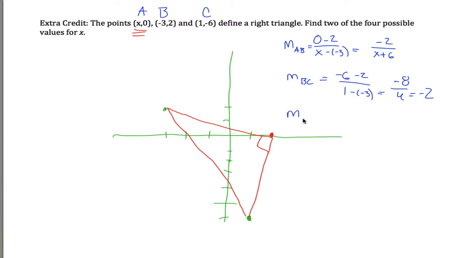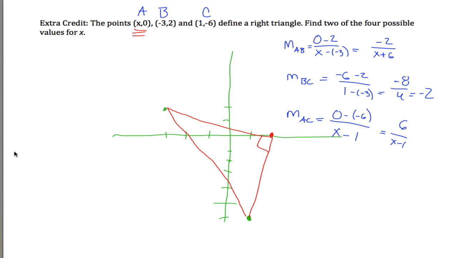And then finally the slope between A and C, well, let's see, 0 minus -6, that's the change in the y-coordinates, and x minus 1, that's the change in the x-coordinates. I guess 6 over x minus 1. So in order for this to be a right triangle, these guys need to be perpendicular, or these guys need to be perpendicular, or these guys need to be perpendicular. So what I'm saying is there's 4 possibilities.